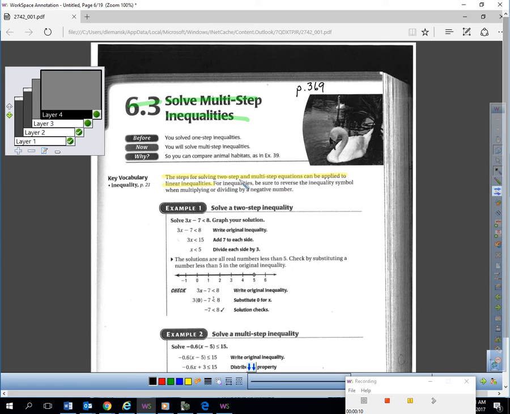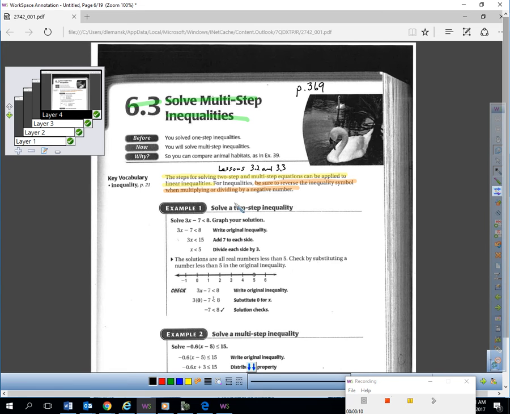If you want to review two-step and multi-step equations, you can go back to lessons 3.2 and 3.3, and that's where we taught two-step equations and multi-step equations. I think watching the video you'll see what I'm doing and remember those steps.